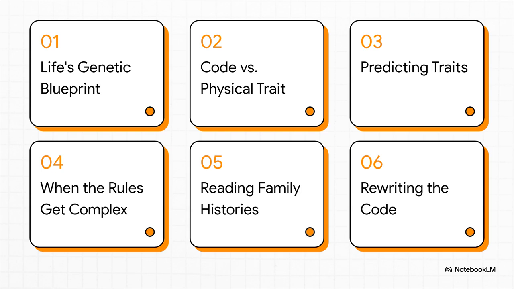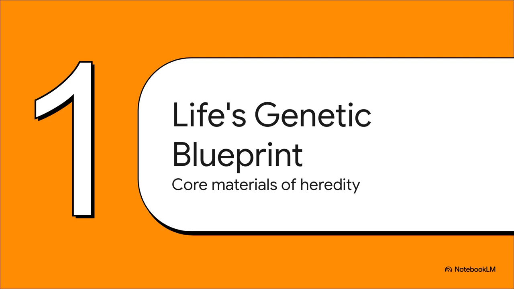So here's what we've got on tap. We'll kick things off with a genetic blueprint, then see how that code turns into physical traits. After that, we'll get into predicting traits, look at when the rules get a bit weird, read some family histories, and finally tackle how we're rewriting the code. Okay, let's dive right in.